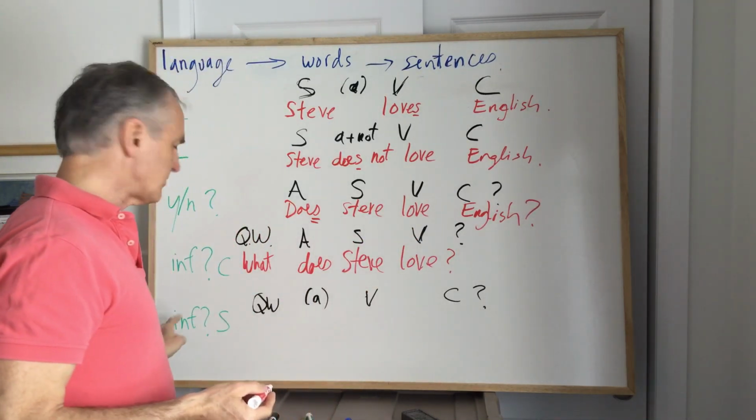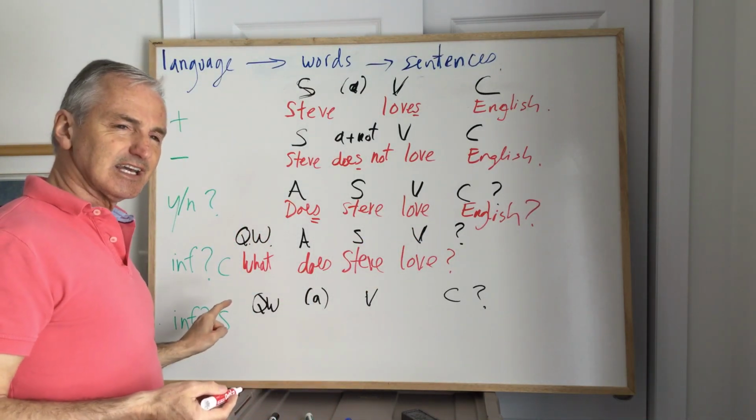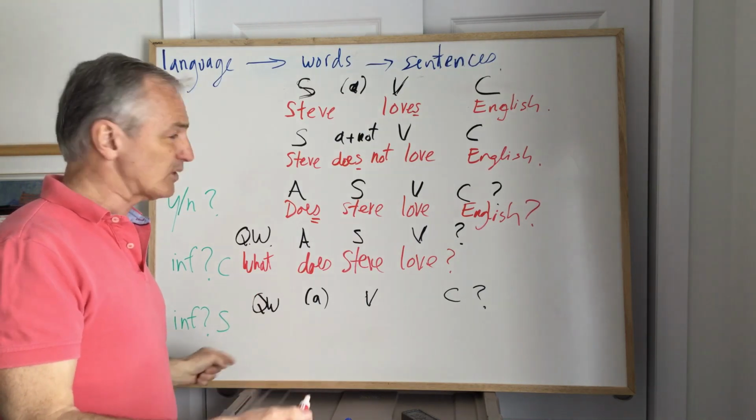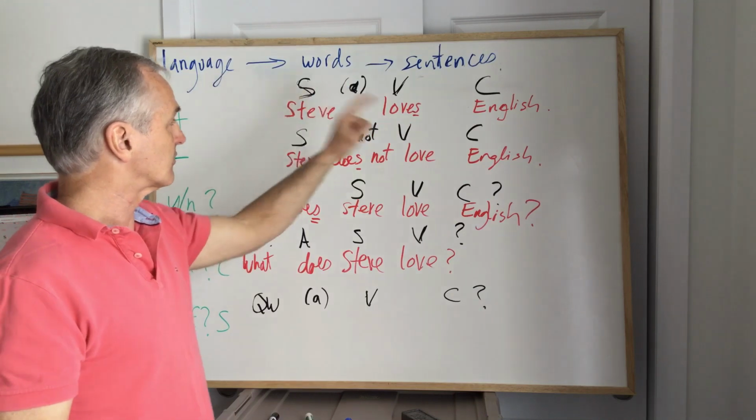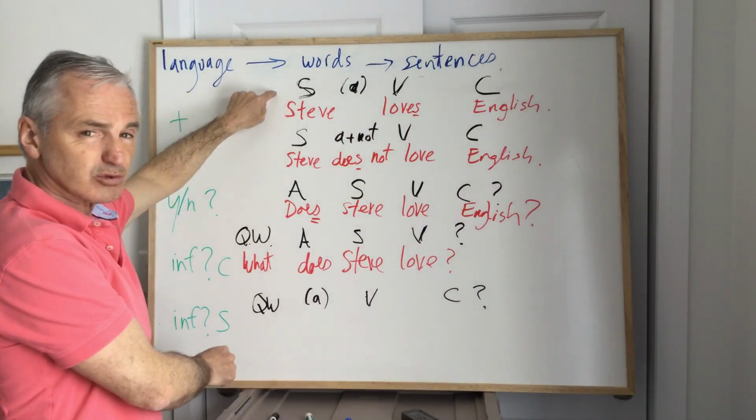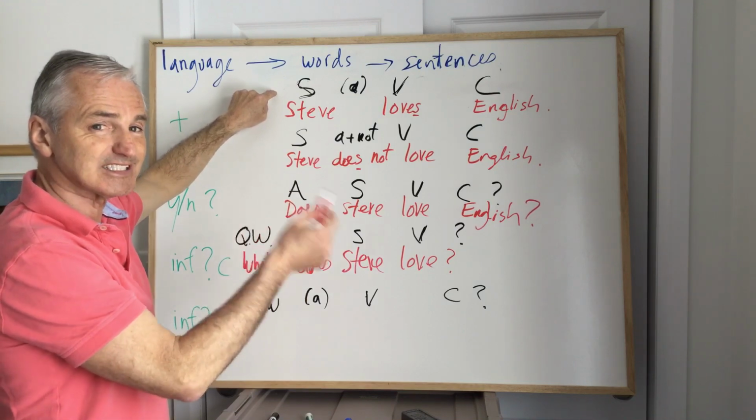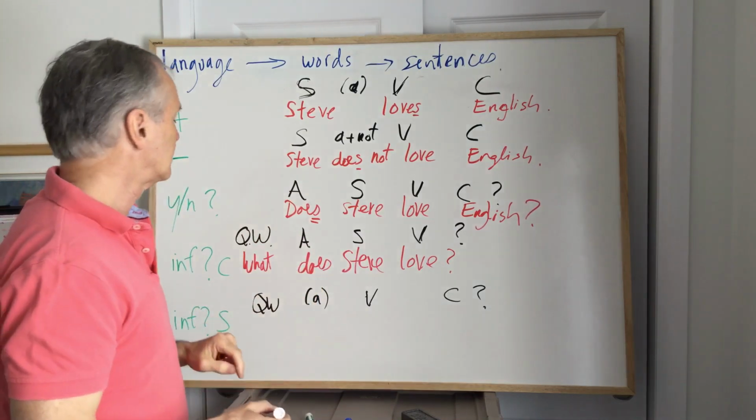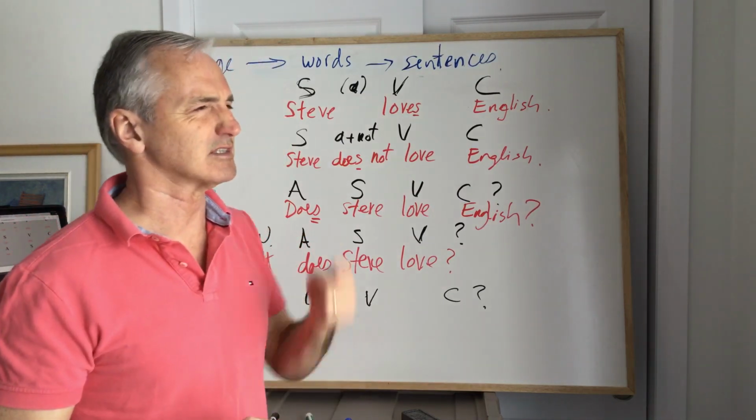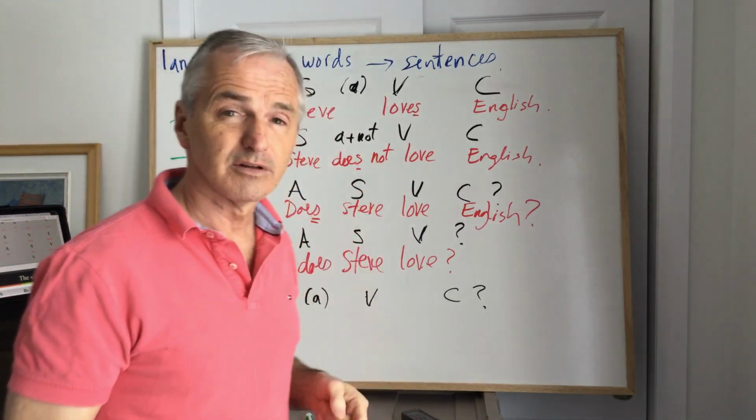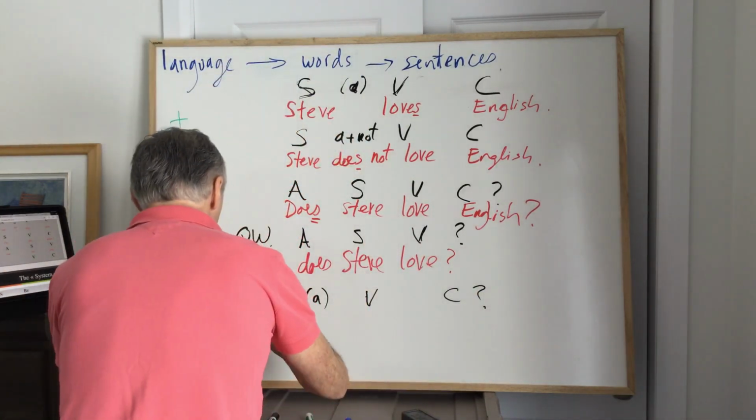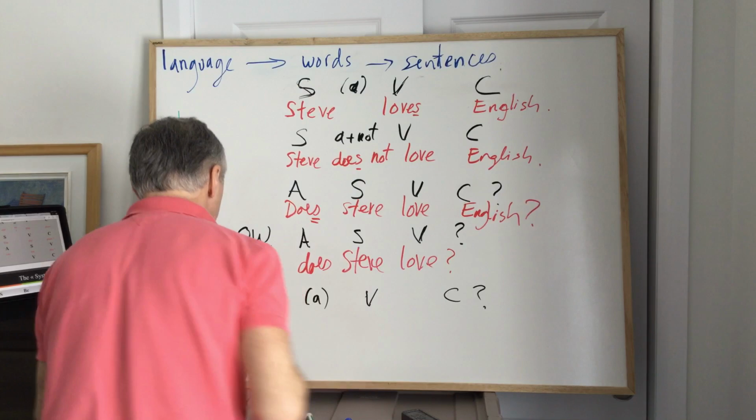Now there's this other question I told you about that we often forget about. It's where the answer to the information question is the subject. So what's the subject of the sentence? Steve. The answer to this question must be Steve. Okay? So, for my question word, Steve, is that a person, place, thing, time? Steve is a person. Question word for person, qui, who. Who?